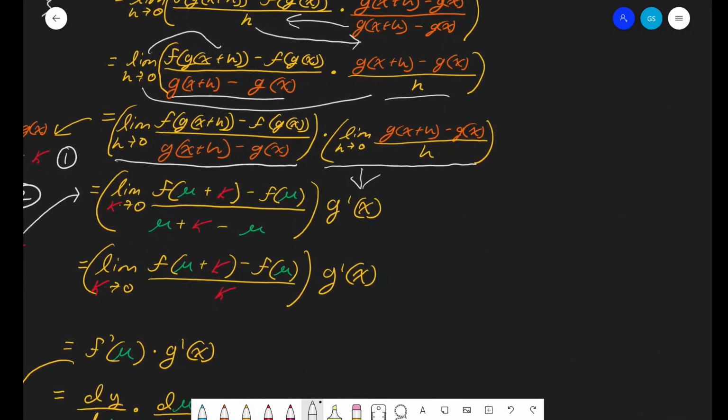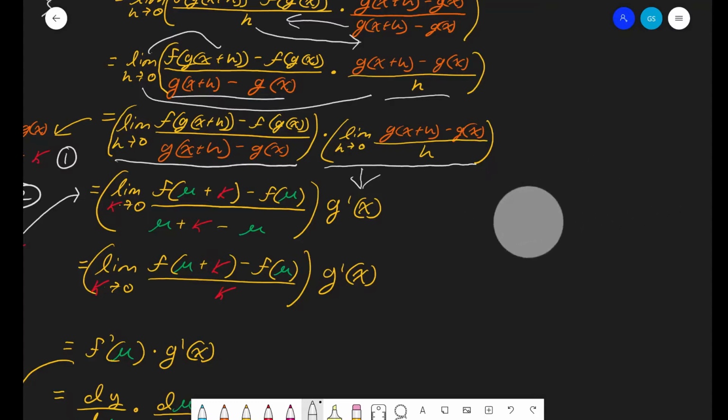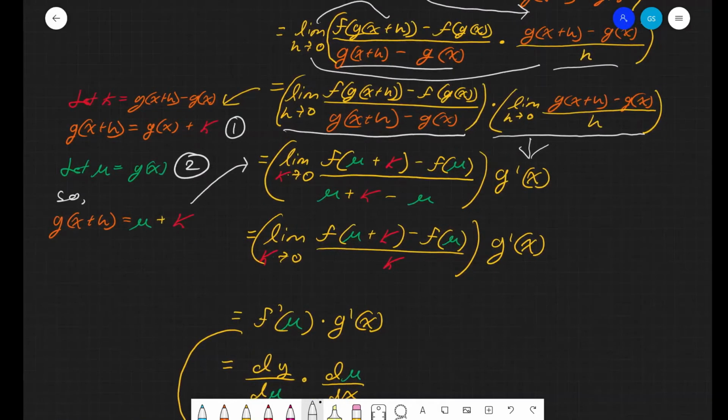Because if you forgot, I'll write it for you. The limit of h approaching 0 of, let's say, f of a plus h minus f of a over h. This just equals f prime a, right? So just the difference quotient. So that's what we do. So now we have g prime of x, but we still have this really messy guy over here.